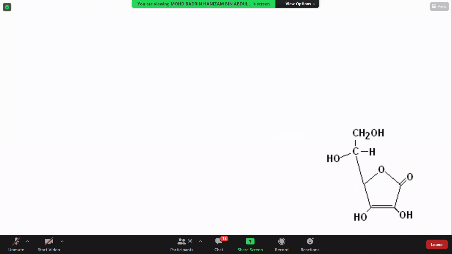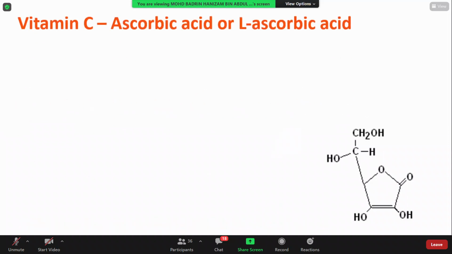Okay, right. Let's just finish up the water soluble vitamins. We already discussed vitamin B, right? B1 until B12. Now we move on to one of the most famous vitamins nowadays because of its antioxidant properties, which is vitamin C, or ascorbic acid, or L-ascorbic acid, or ascorbate.